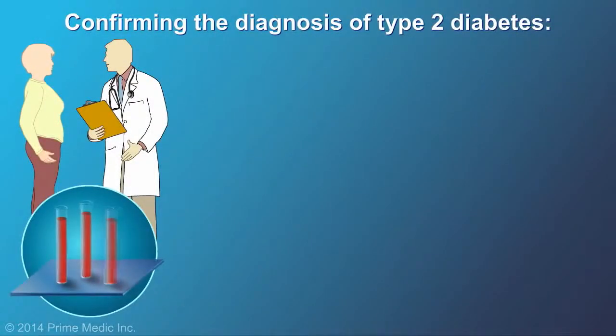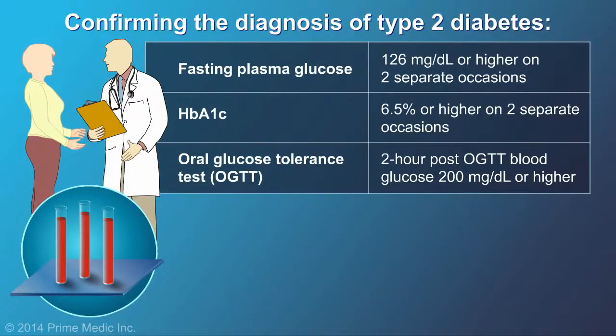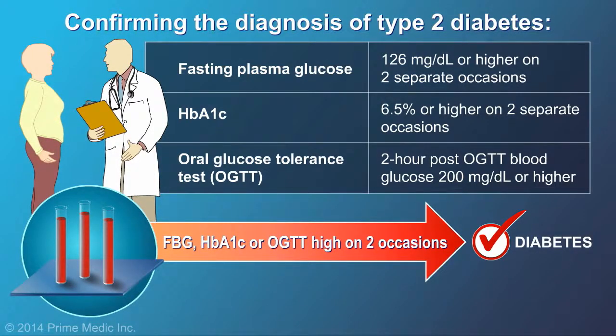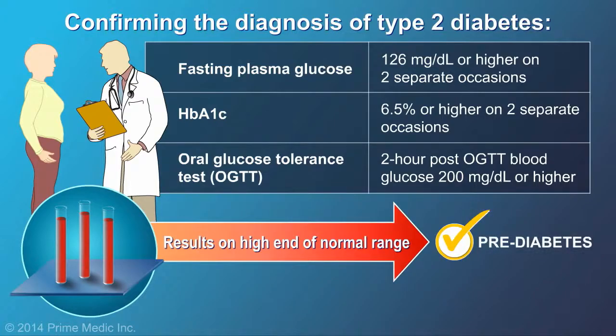If one or more of these tests are positive, we will repeat the test to confirm. If test results are over the normal range but less than the diabetes range, you may have prediabetes.